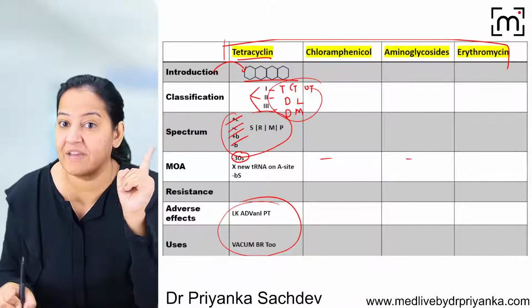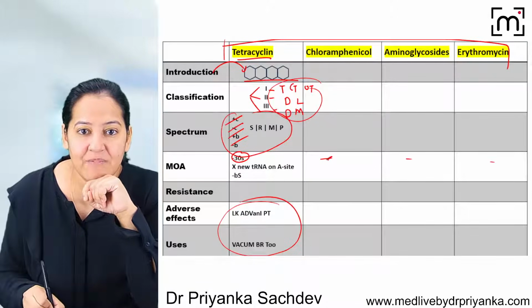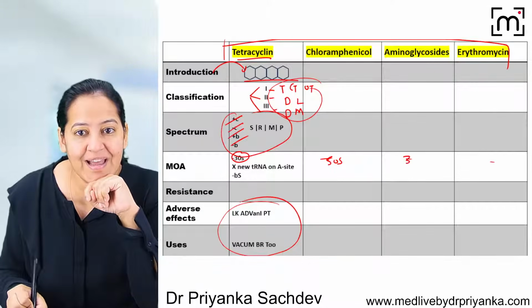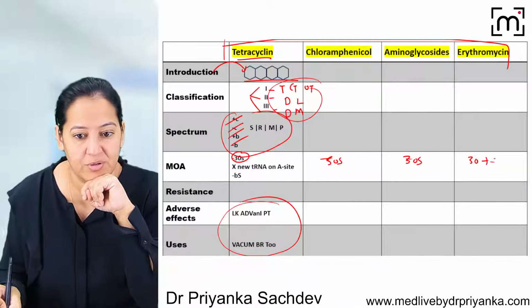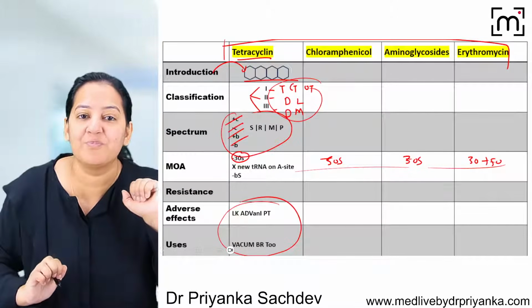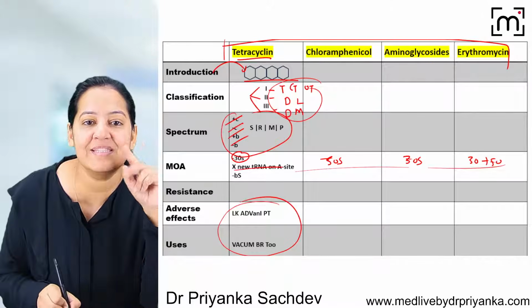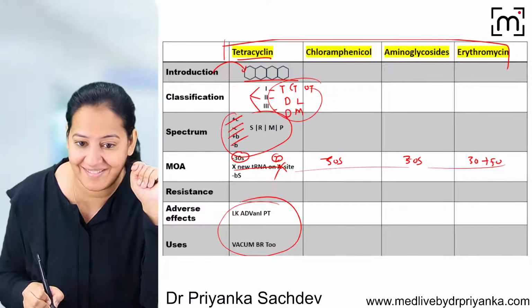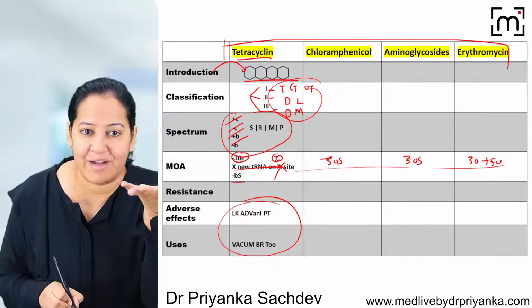Okay, so you will compare which one is acting where. This one will act on 50S. This one is again acting on 30S. This one will act on both. So you will have a comparative overview of which drug is acting on which segment of the ribosome. This is inhibiting step number 2, that is inhibiting the A window. And it is bacteriostatic.